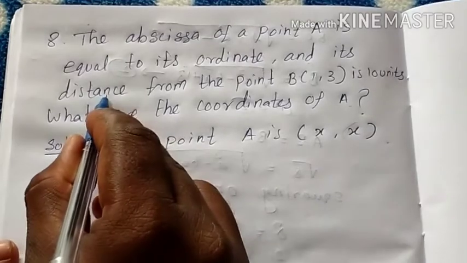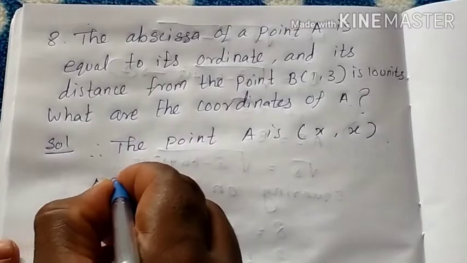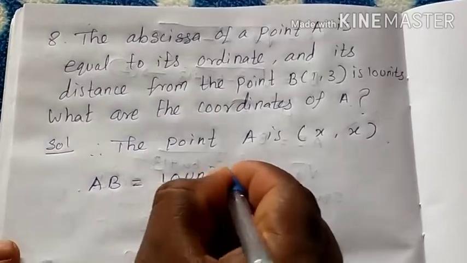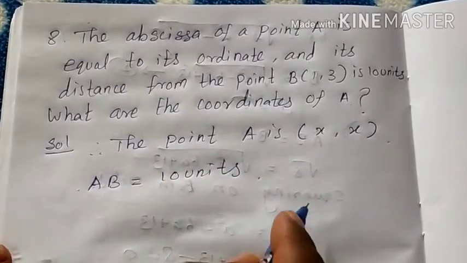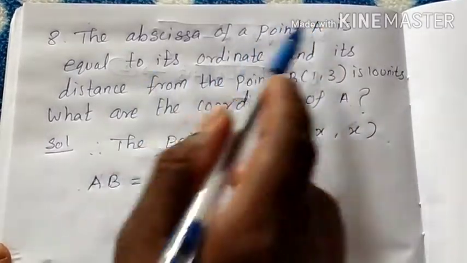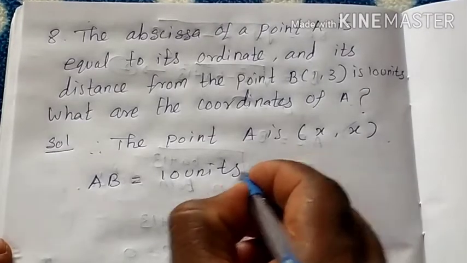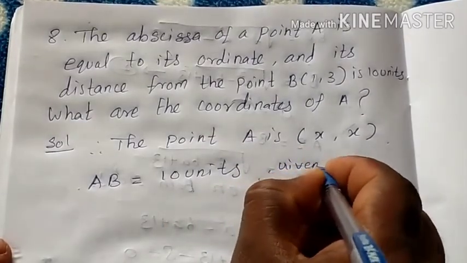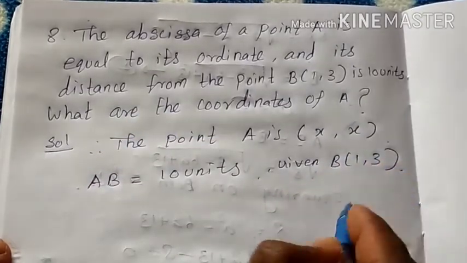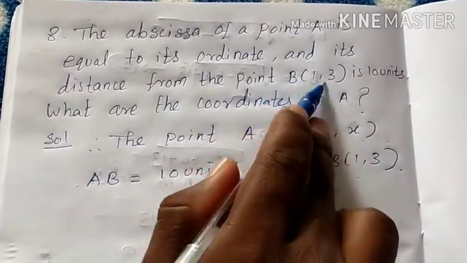Then the distance from the point A to the point B is equal to 10 units. This is also a given condition. The distance between A and B is 10 units. Then the point B is (1, 3). This is also given. These three values are given in your question.